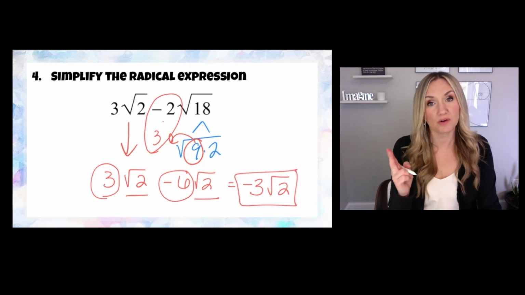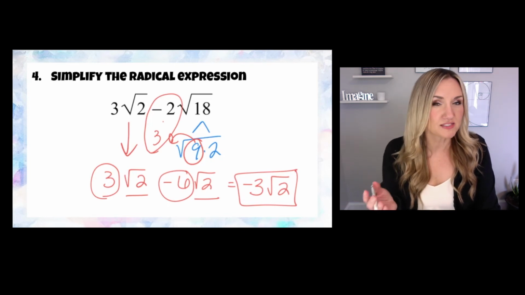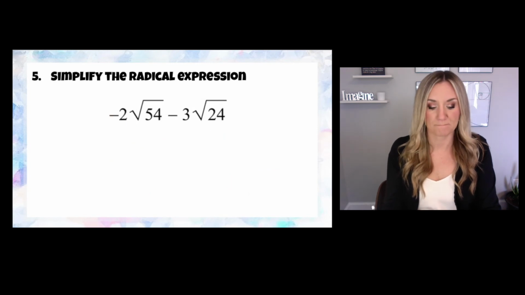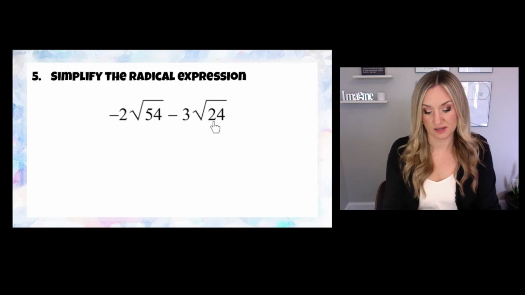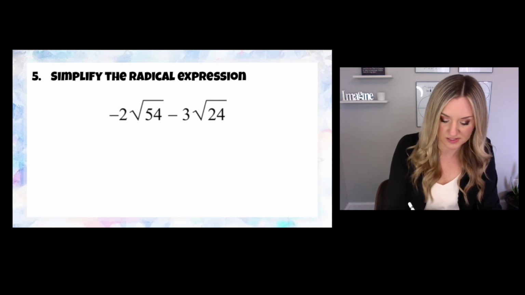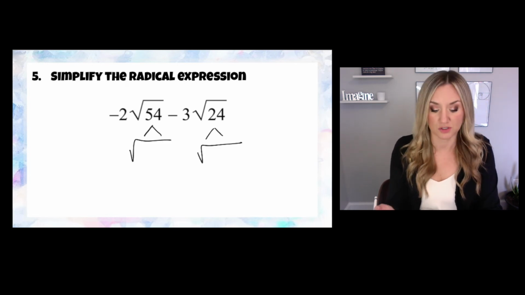Okay, so we have 2 more left. These 2 are the most difficult. Let's take a look. Why? Well, both of these can be broken down. There are perfect squares inside of a 54 and a 24, and so we need to break them down and locate the perfect squares. So I'm going to break both of these down, and I'm going to draw a radical like this, which is what I encourage you to do as well.